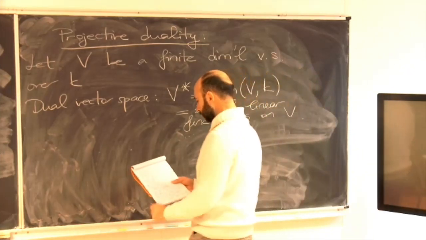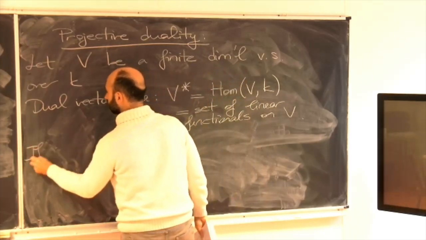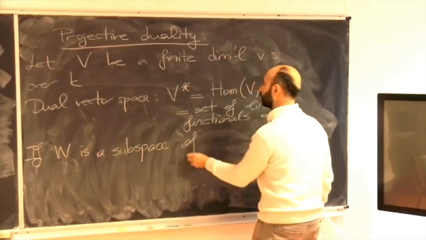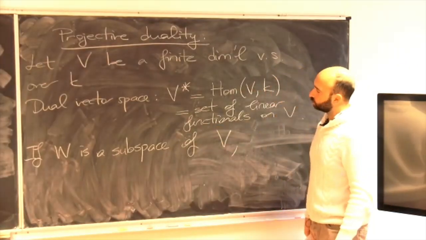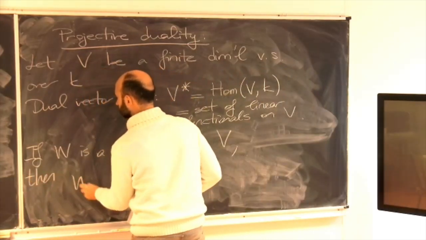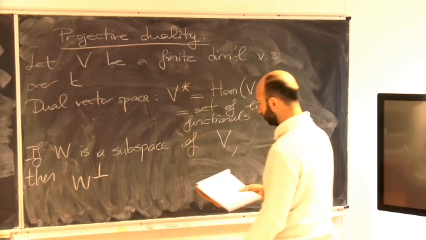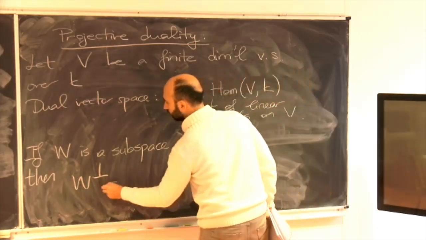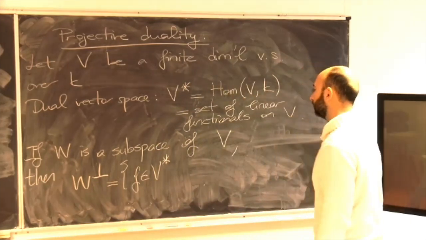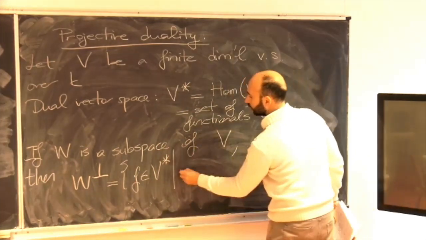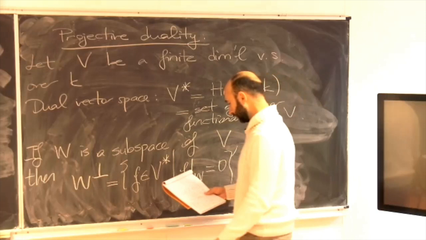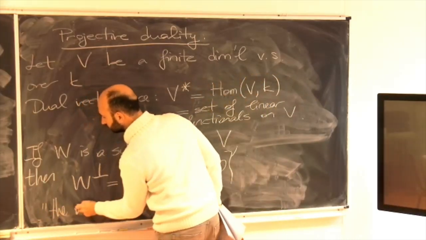Now, if W is a subspace of V, then there is a notion of annihilator of W, which is a subspace of V dual. I'll denote this by W perp. This is the set of f in V dual, thought of as a functional, such that when you restrict to W, it is 0. That is the annihilator of W.